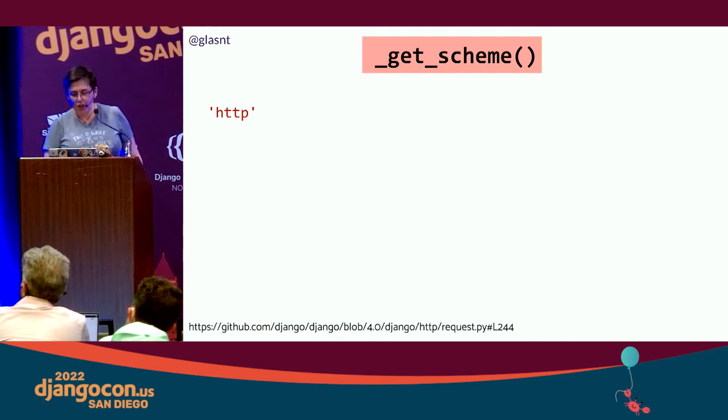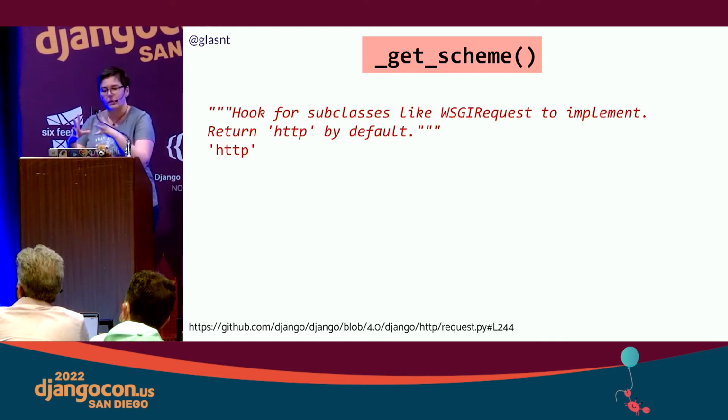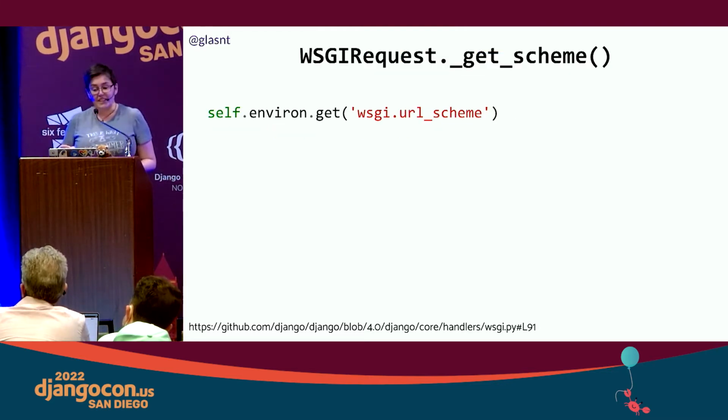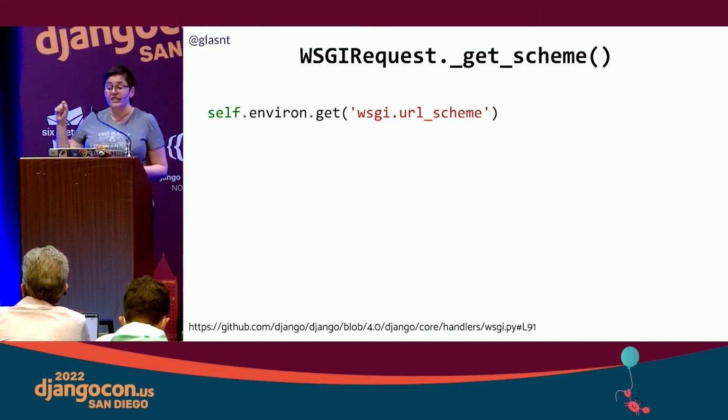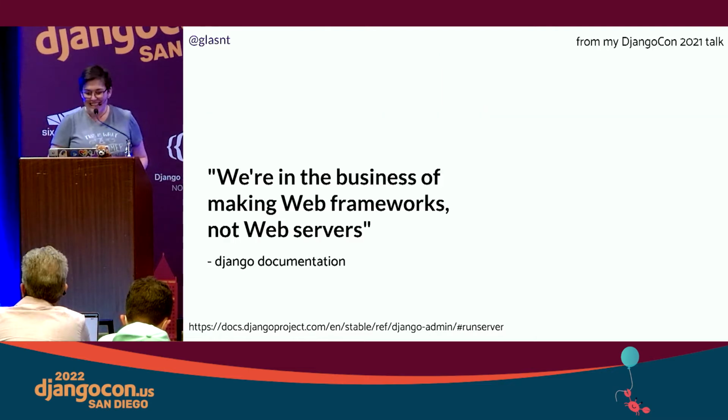Okay, I lied, because I didn't include the docstring, which says that this is a hook for subclasses to implement. So let's look at WSGIRequest. It says that the scheme is the value of wsgi.url_scheme, and that's an environment variable. So where does that come from? This is where Django delegates.